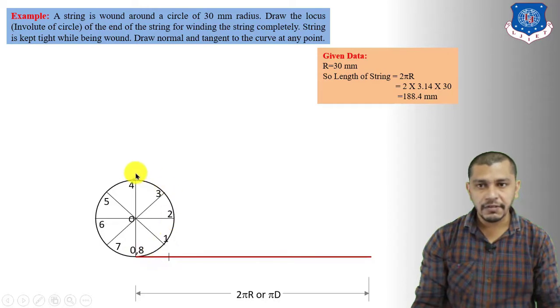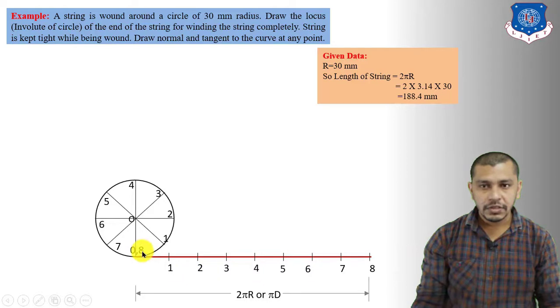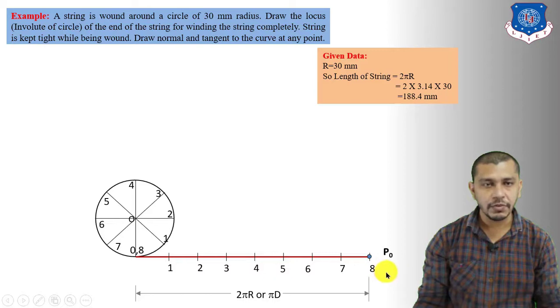Now as we have divided the circle into 8 equal parts, we have to divide this 2 pi r distance, or this string, into 8 equal divisions also. If you want to know how to divide a line into an equal number of divisions, then again watch my session on geometric construction, and the link is given in the description. So 0, 1, 2, 3, 4, 5, 6, 7, 8 divisions. This will be our P0 point.